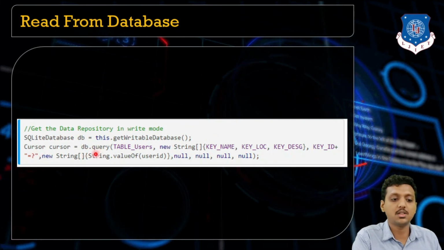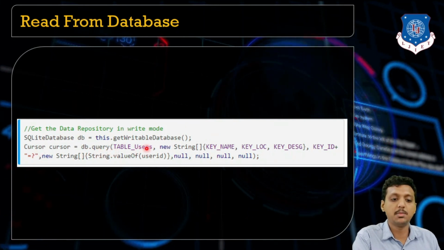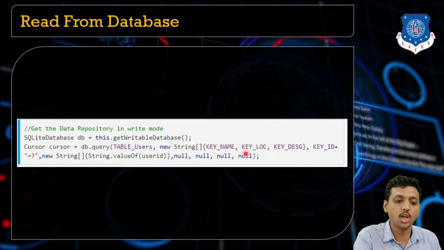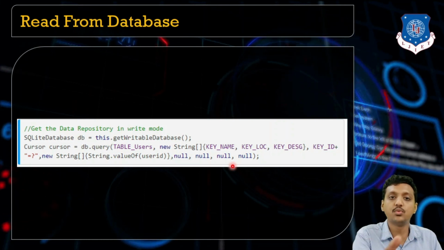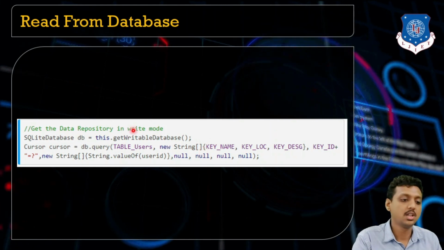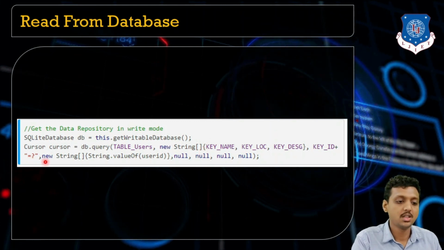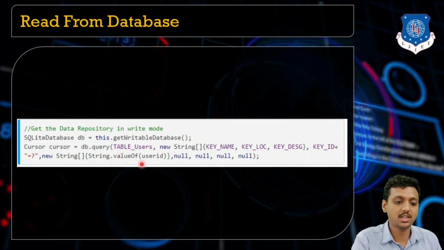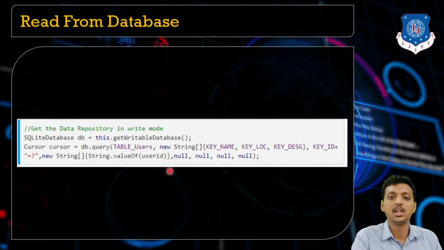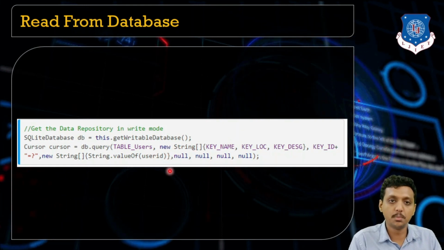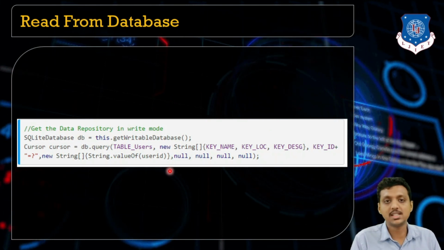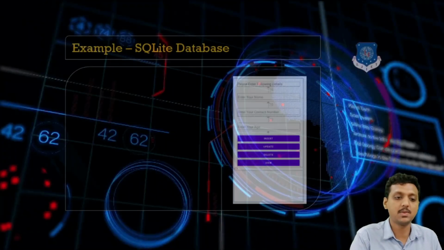Like a cursor is equal to db.query, table users, new String key name, key location, key designation. That means whatever columns you want to read from the table, you need to pass inside the string. Next, where key ID is equal to this. So for the key value, again we need to pass the user ID over here. Then null. These values stand for the group by clause, having clause, ascending or descending order clause, and something like that. We'll see the details in the live practical example as well.